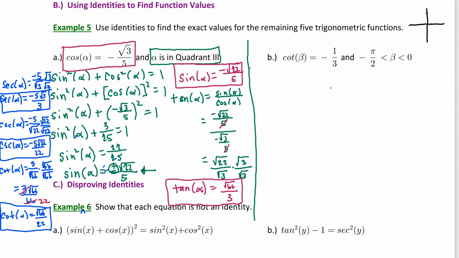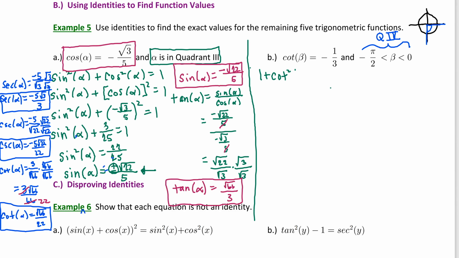If we imagine our unit circle, then we know that angle negative pi over 2 is coterminal with the negative y-axis, and 0 is here. So our angle ranges between, but not including, negative pi over 2 and 0. So this is code for beta lands in quadrant 4. With that in mind, we can begin this problem again with a Pythagorean identity.